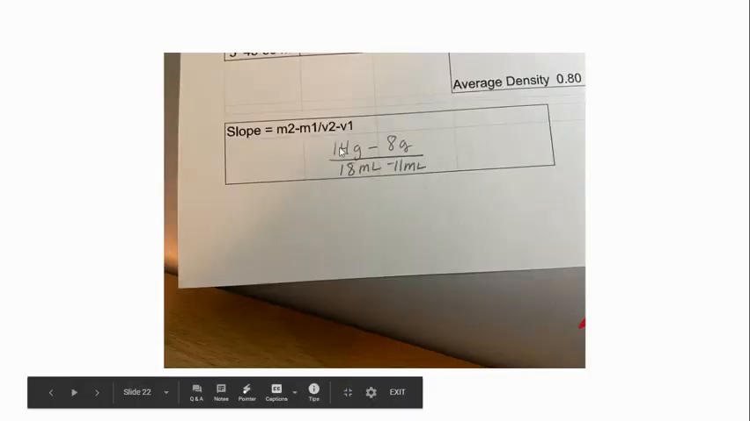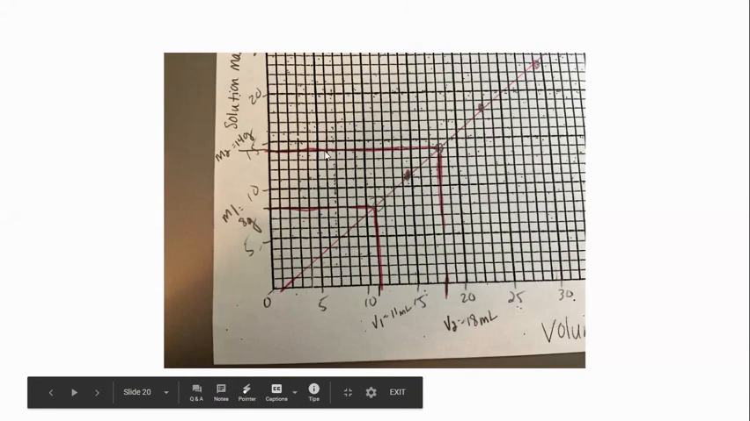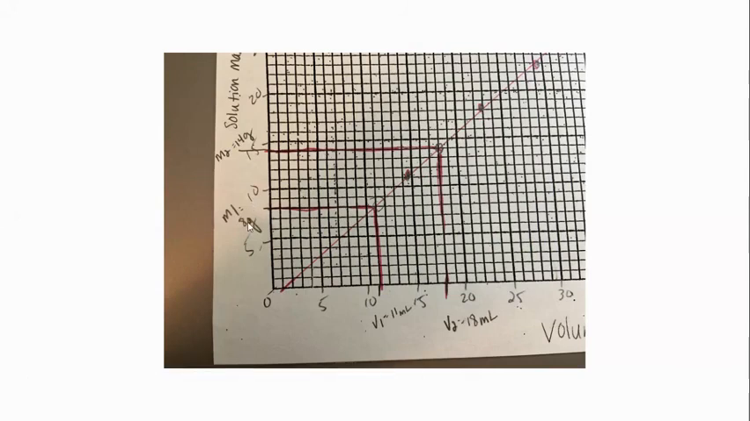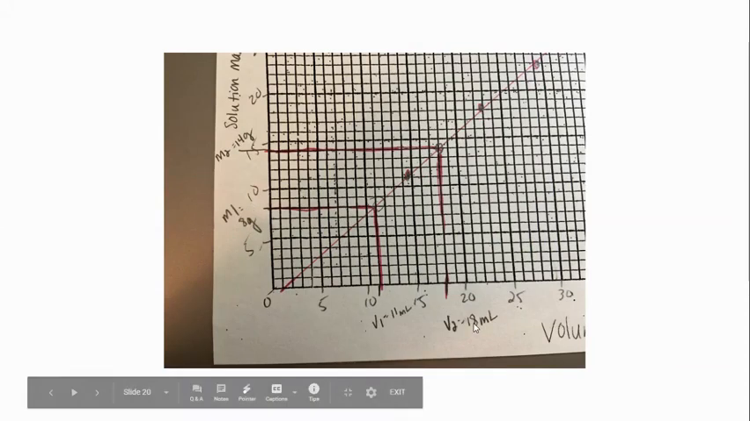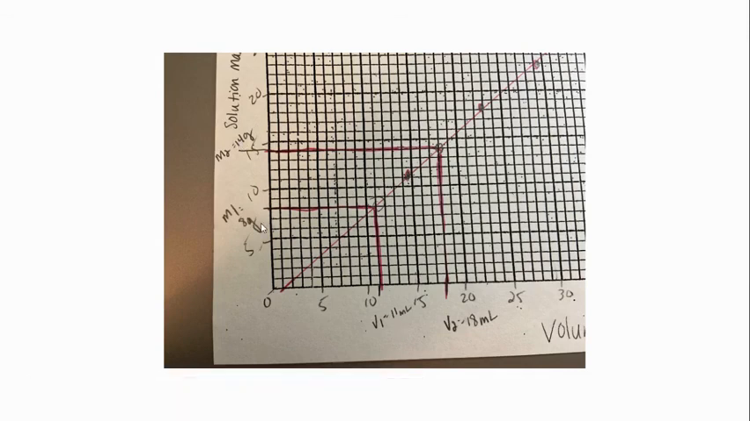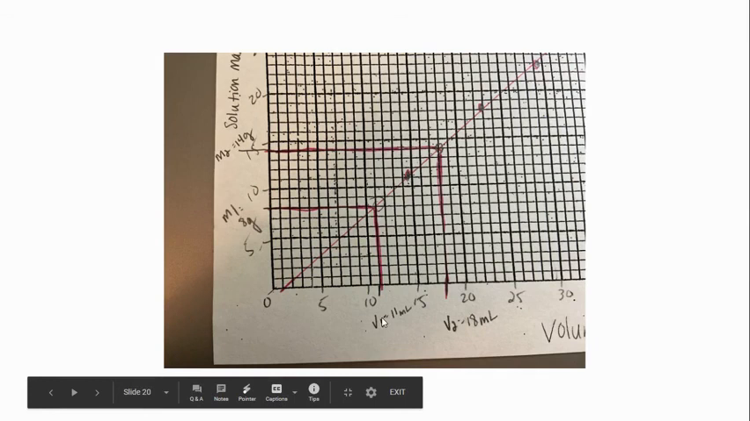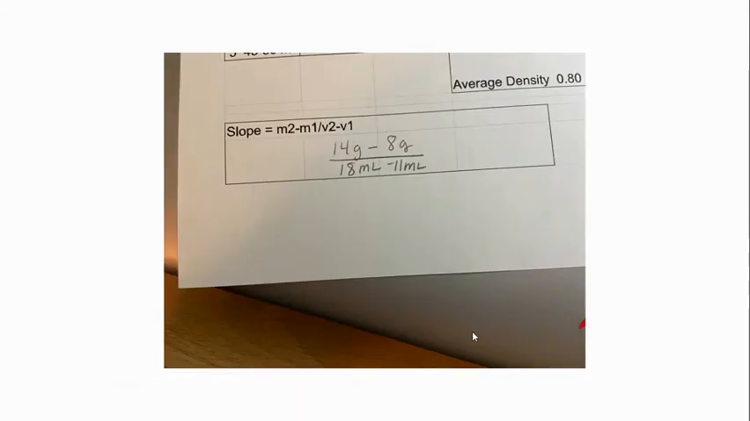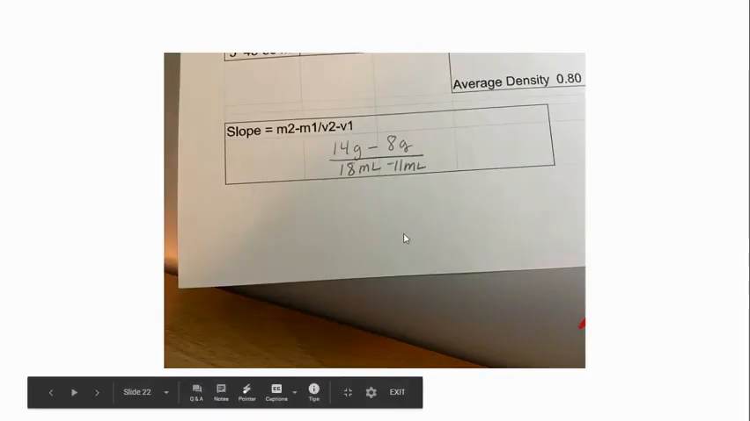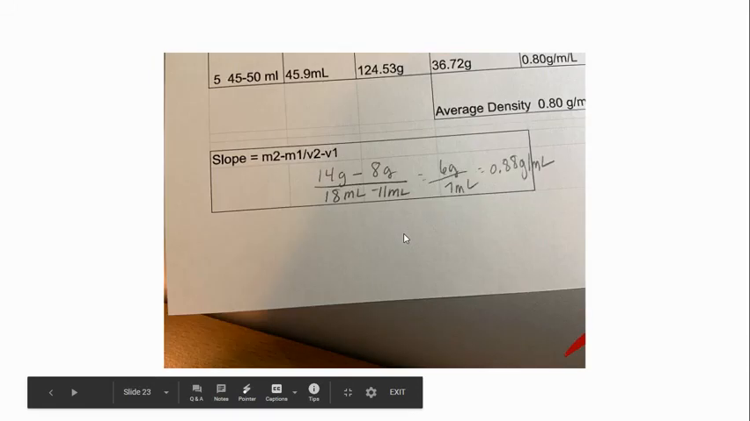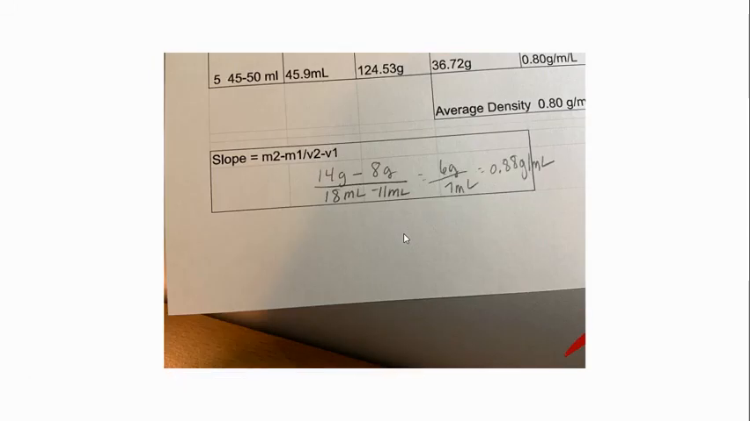So my M2, hold on one second. So 14 and then 8 and then 18 and 11. So M2 minus M1, 14 minus 8, divided by V2 minus V1, 18 minus 11. So 14 minus 8, 18 minus 11. I got 6 grams over 7 milliliters, 0.86 grams per milliliter. And that's how you do slope.